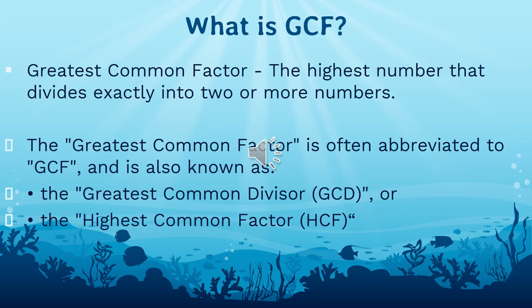So, what is the GCF or greatest common factor? Greatest common factor, or GCF, is the highest number that divides exactly into 2 or more numbers. The greatest common factor is often abbreviated to GCF, and is also known as the greatest common divisor, GCD, or the highest common factor, HCF.